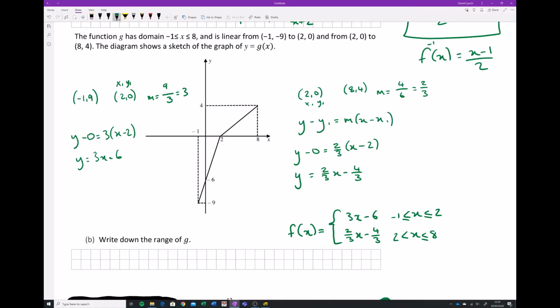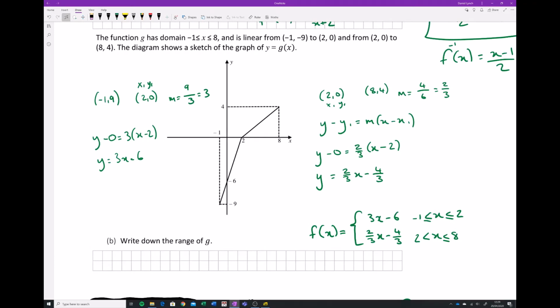Write down the range of g. So the range of g is just going from the lowest value to the highest value, but normally, in statistics, if it goes from 2 to 10, you say the range is 8. In this case, you don't. What you say is it goes from this to this. So the lowest y value that you have is minus 9, and the highest y value that you have is 4, and you leave it like that. You write it like that.